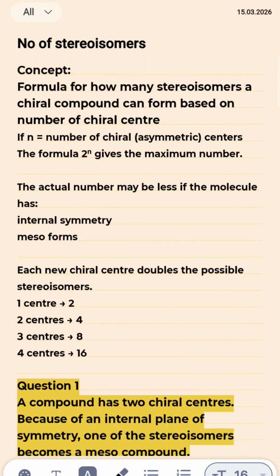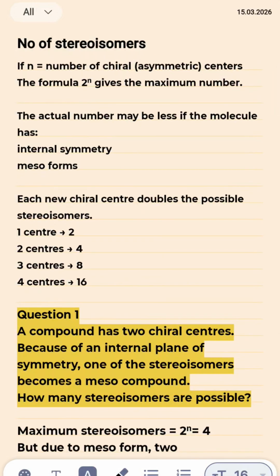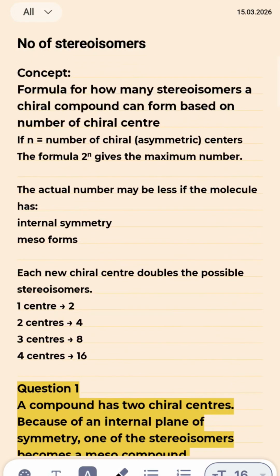We know that a carbon is chiral because it is attached to four different groups. So if in a molecule more than one chiral center is present, and n is the number of chiral centers or asymmetric centers, then the number of stereoisomers it can produce is 2 to the power of n. So this is the calculated, expected number of stereoisomers that can be present.